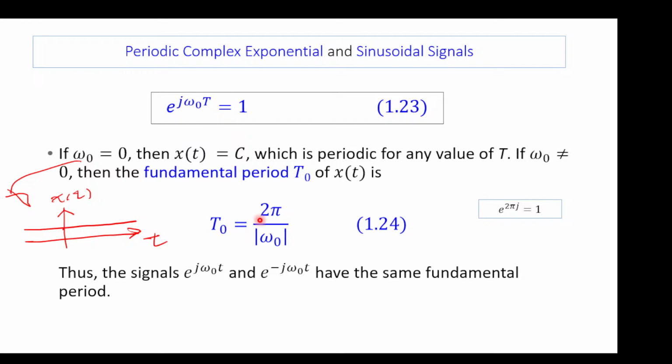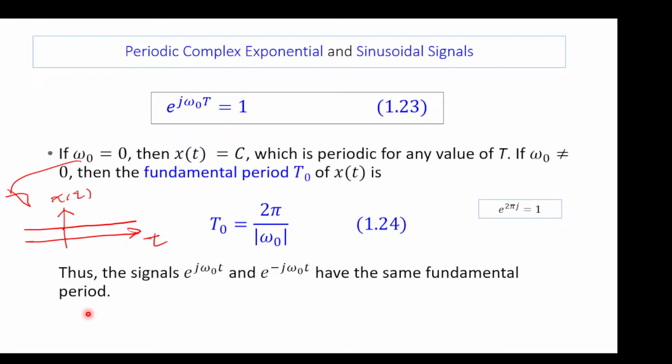And also because you have the absolute value here, you see that e to the j omega t and e to the minus j omega t have the same fundamental period. So remember, the fundamental period is always bigger than 0, and omega naught can be negative, so you have the absolute value sign on omega naught here. And e to the j omega naught t and e to the minus j omega naught t have the same fundamental period.